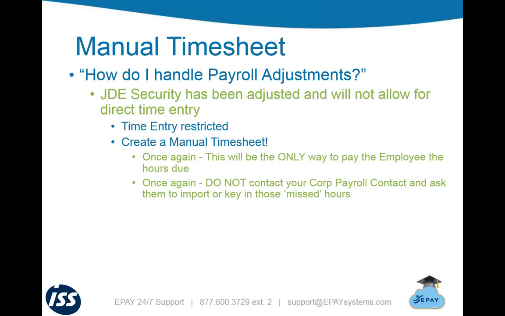So that's why we asked you to go through the manual timesheet route. Everyone has been adjusted as far as the security goes. You can't do any time entry directly into JDE anymore. So once again, the only way to pay the employee is through the manual timesheet. And once again, don't try to look for a workaround or a backdoor to do this. You have to do it as a manual timesheet. So please don't contact corporate payroll begging and pleading for them to do it for you.